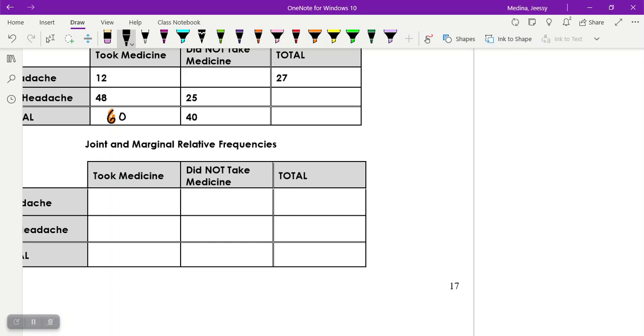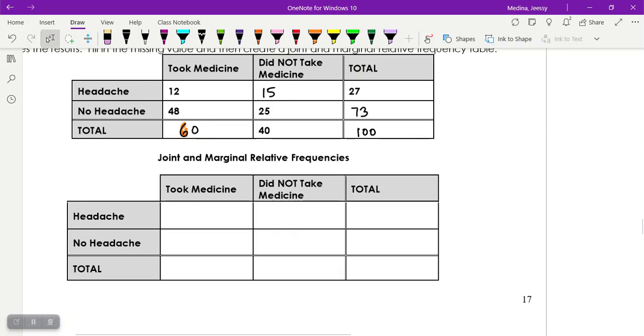40 minus 25 should be a 15. 48 plus 25 is going to be a 73. And 27 plus 73 is going to be 100. Okay. So now for the relative frequency, it just happens to work out just fine because it's out of 100. Clear? So 12 out of 100 is going to give you 12%.